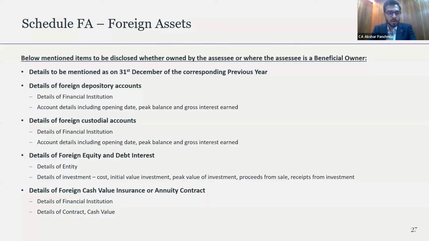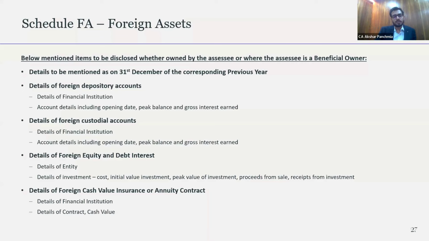Next is your foreign equity and debt interest. You have to mention the entity in which you hold your foreign equity, your foreign debt, and to whom you have given debt. Then the details of investment will include the cost of your investment, the initial value of your investment, and the peak value of your investment in the current year. Then whether or not you have sold anything in the current year, and what other receipts you have received from this investment, be it interest, dividend, etc.